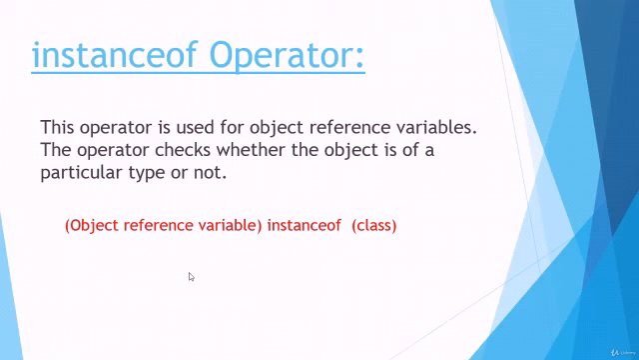Next, we have the instanceof operator. This operator is used for object reference variables. The operator checks whether the object is of a particular type. First of all, we have to type the object reference variable, then the instanceof operator, and then the class name. I know that right now you don't know about objects and classes, but soon we are going to discuss classes and objects in our future videos. You just have to focus on the instanceof operator.